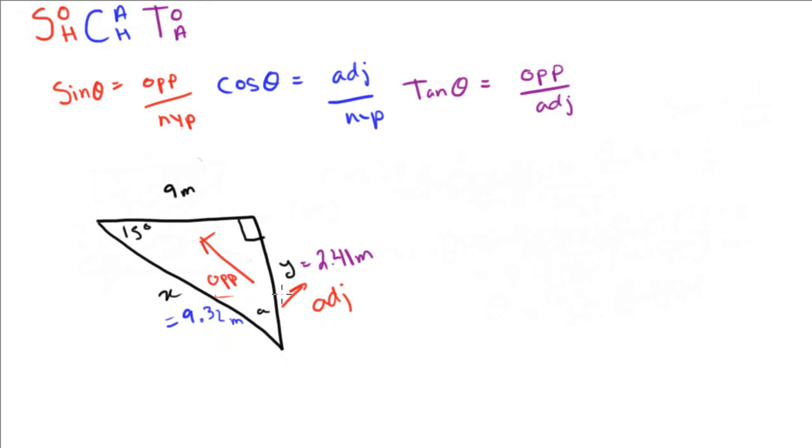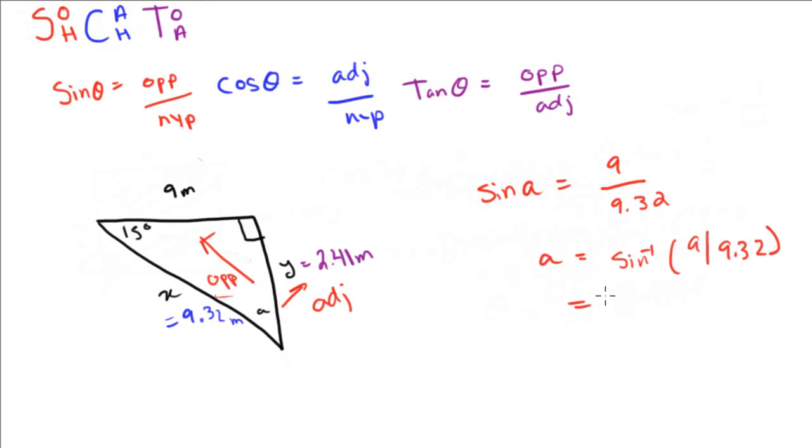So now let's use the sine ratio to solve this angle, because we've already used cos and we already demonstrated the use of tan. So sine of A equals opposite, which is 9 meters, over the hypotenuse, which is 9.32 meters. And remember, to solve for A, we have to use sine inverse. So sine inverse of 9 over 9.32 should give us our angle. And that angle is exactly 75 degrees. So 75 degrees is A.